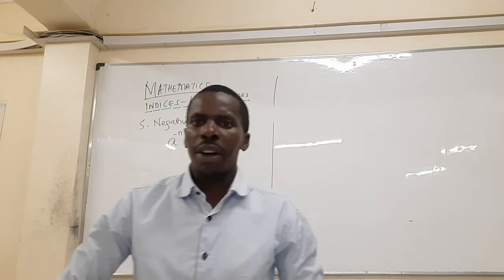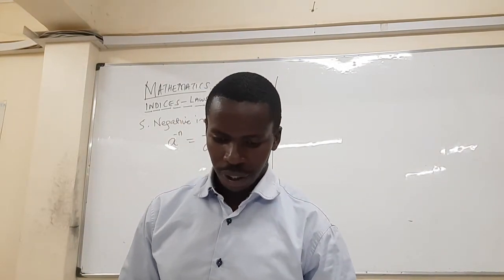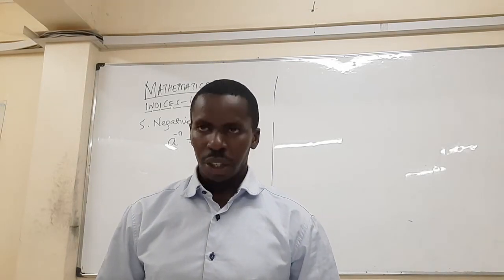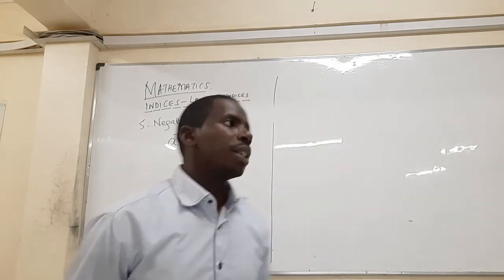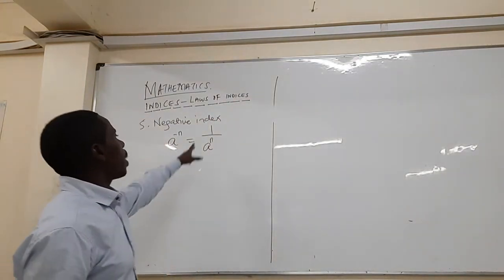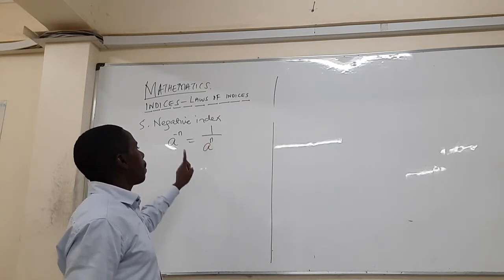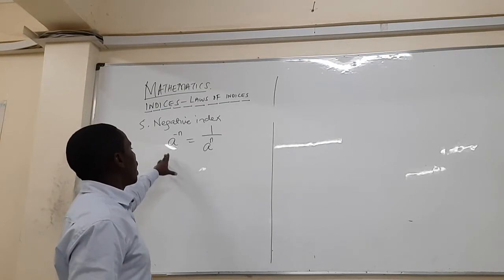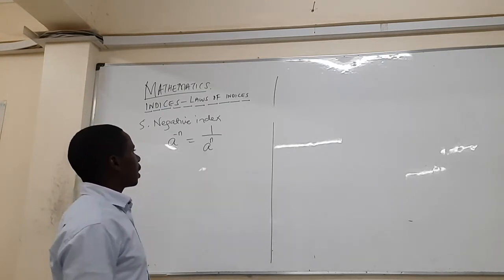So whenever you have a power being negative, it's just like you are getting the inverse of that number. That number is going to be 1 over that number, but now the power is positive. That is the negative index. So whenever you have a scenario like that, you can represent it like that.